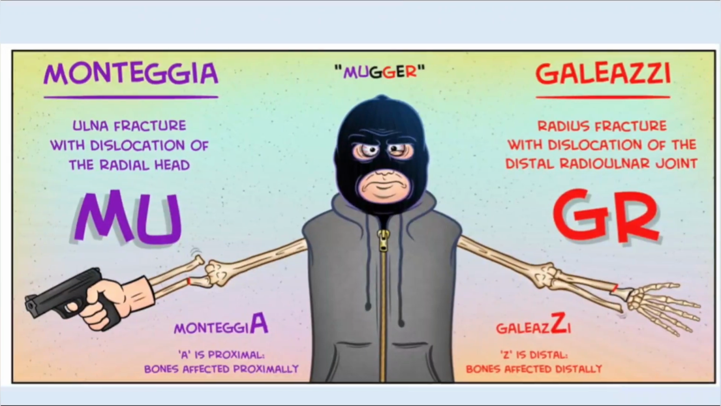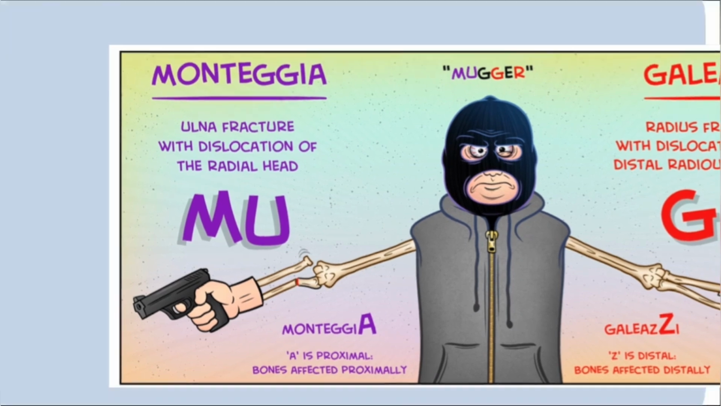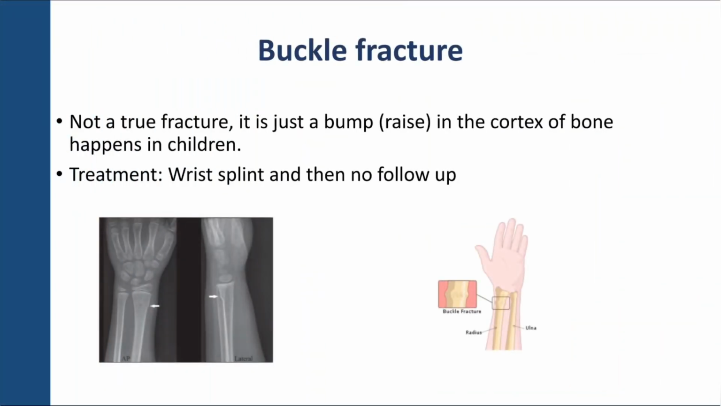We have also this mnemonic. In Monteggia, M, U, is for proximal, the bones affected proximally, and the ulnar fracture with dislocation of the radial head. In the Galeazzi, Z is for distal, bones affected distally. This is the minimum just to remember, otherwise you can memorize it.